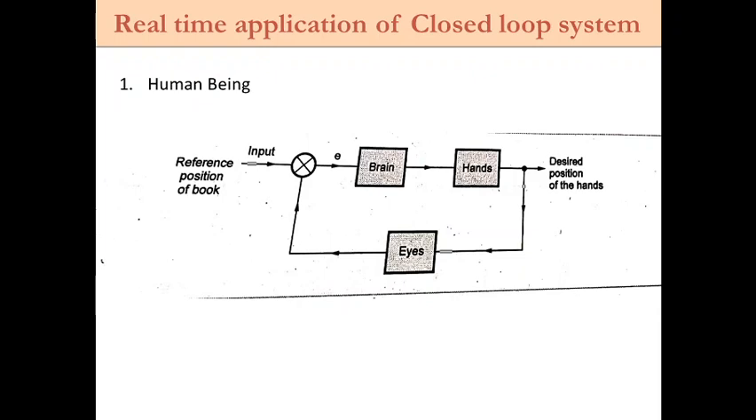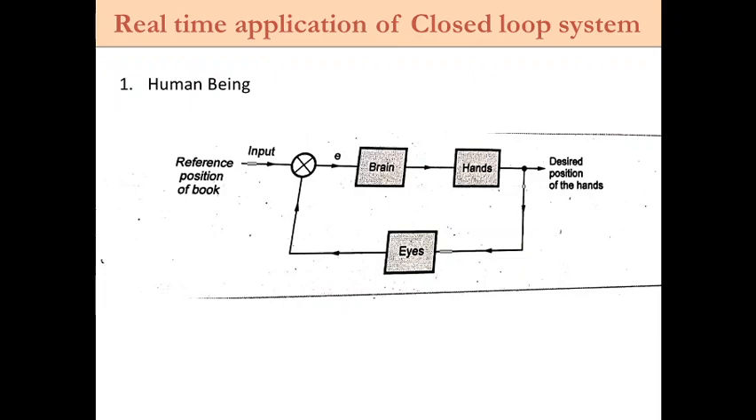Then the brain manipulates this error signal and gives the signal to the hands. So this process continues till the position of the hands is achieved appropriately. Okay, so here, if you want to reach a book which is kept on a table, the book which is kept on the table is the reference input. Okay, so the eyes will see that position.